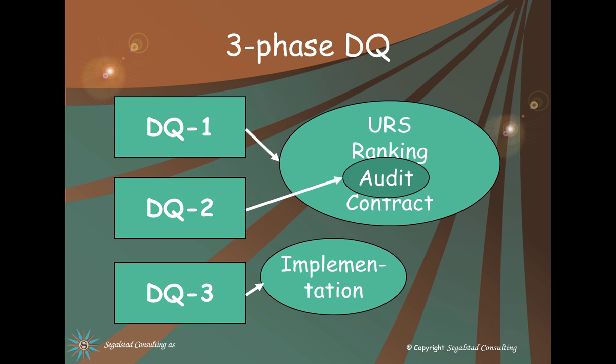The DQ2 would be to audit the top vendor, and that, of course, needs to come before the contract if you decide to audit the top vendor or the top vendors. The DQ3 is the implementation, functional and design specification, and the DQ1 and 2 are before we make the decision to buy the system, whereas the DQ3 is the implementation, which of course is after we've decided to buy this particular system.